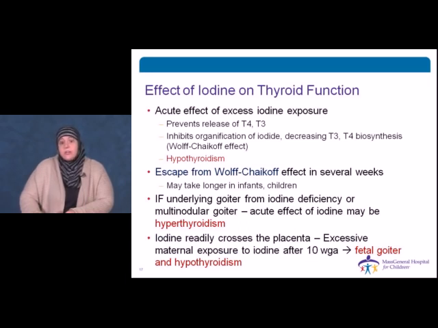This takes longer in infants and children than it does in adults. If someone has an underlying goiter from iodine deficiency or a multinodular goiter, then you may actually have a paradoxical acute effect of iodine to cause hyperthyroidism. This is much less common, but important to keep in mind.